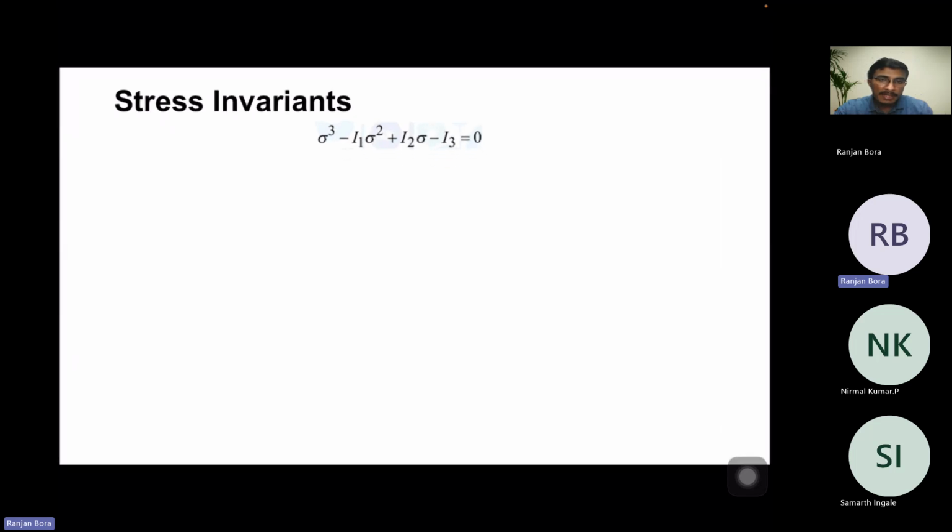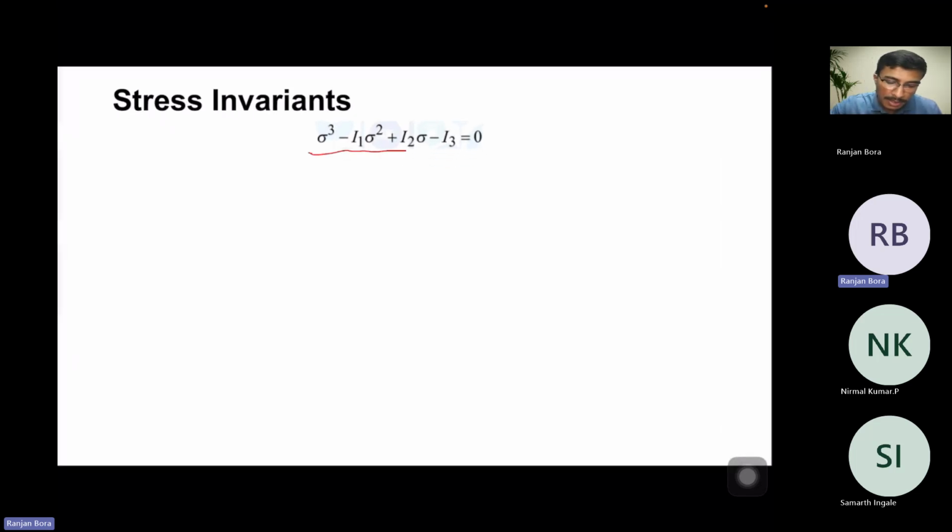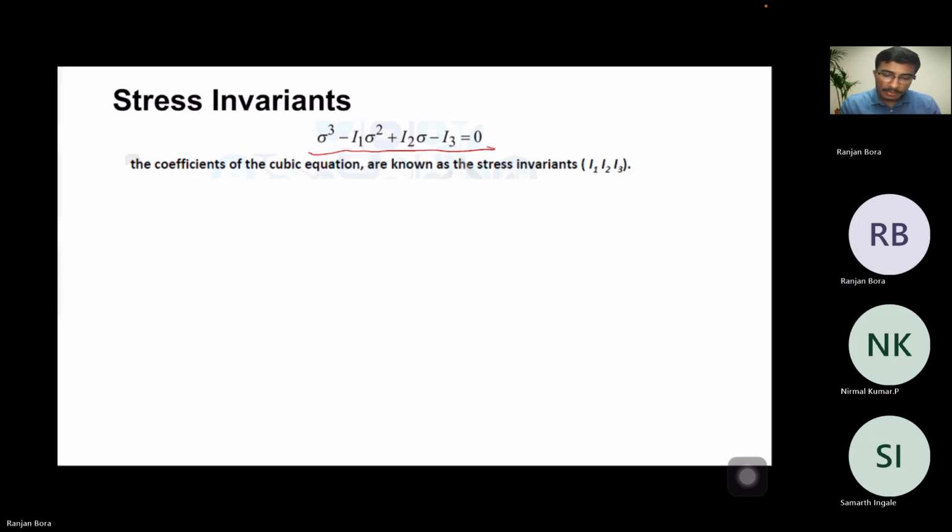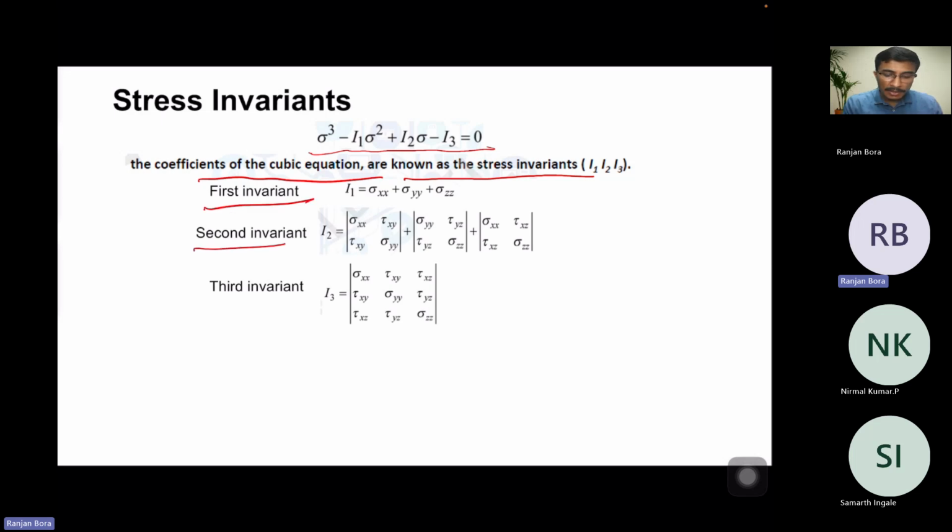So this is the characteristic equation of a three-dimensional state of stress, and the coefficients of this cubic equation are known as stress invariants. Here you can see the first invariant is given by the summation of all the normal stresses in the x, y, and z direction, and the second invariant is given by this expression, and the third invariant is the determinant of the three-dimensional matrix.